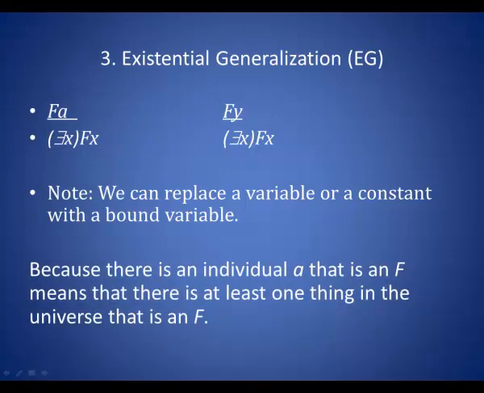Now, because there's an individual A that is an F, that means there is at least one thing in the universe that is an F. That's what allows us to do what we did on the left side. Because I have an A that is an F, I know that there exists at least one thing in the universe that is an F.